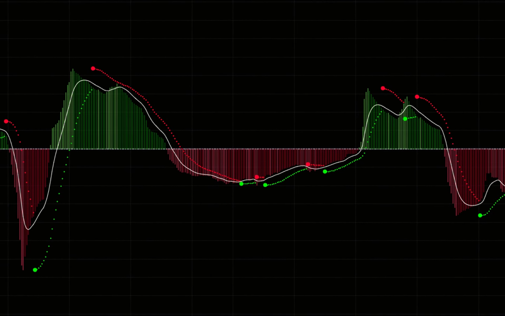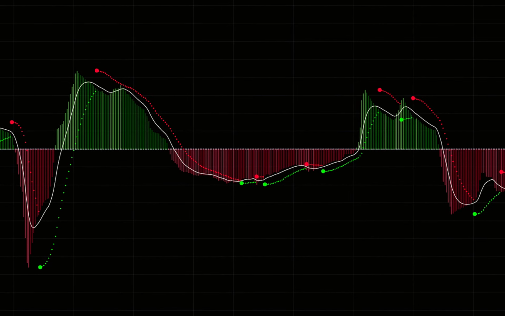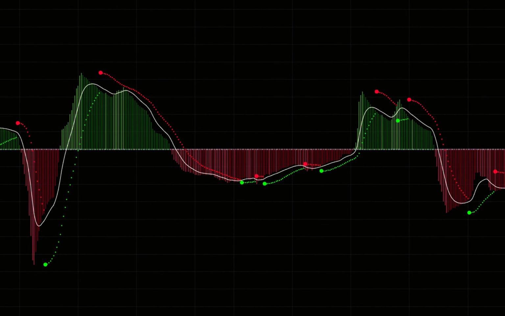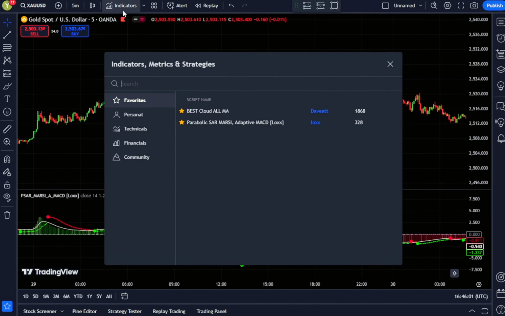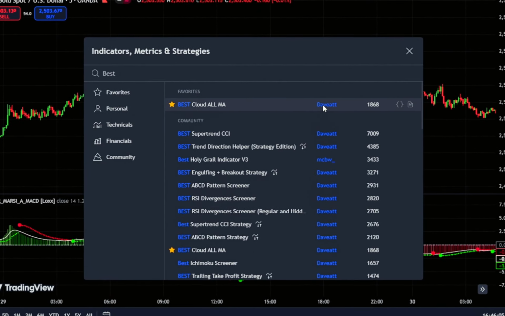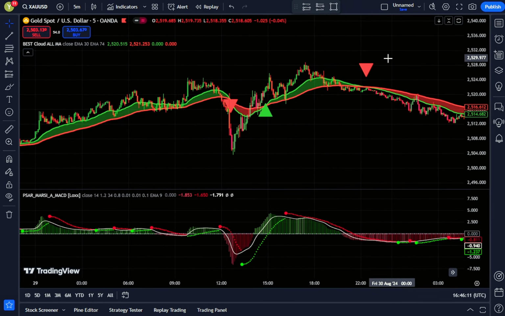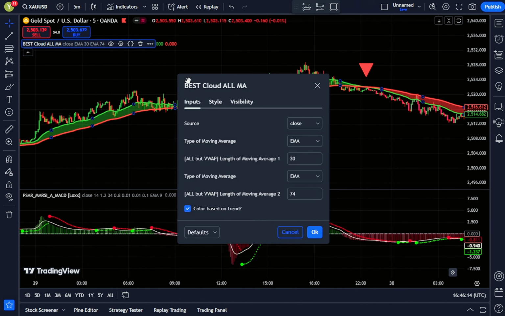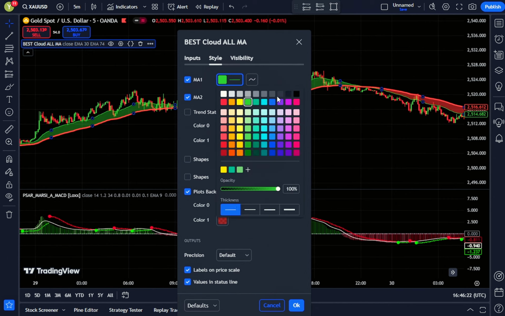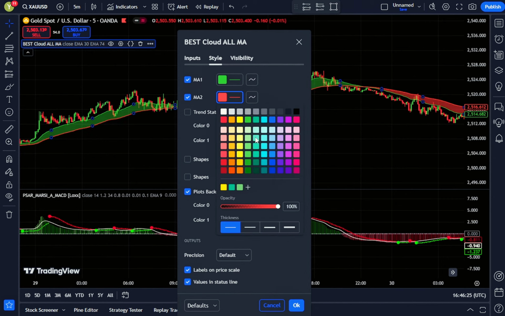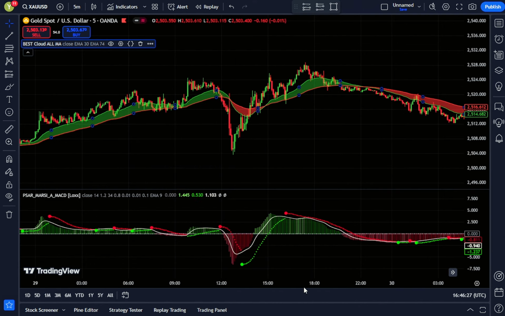However, we won't rely solely on this indicator, so let's add a second one to act as our trend guide. Go back to the Indicator Search tab and type Best Cloud All MA. Select the indicator by default. Now let's make a few adjustments. In the Style tab, uncheck the boxes for trend state bar coloring and shapes to clean up the chart. Adjust the line thickness for MA1 and MA2 to your preference. Then click OK to confirm.